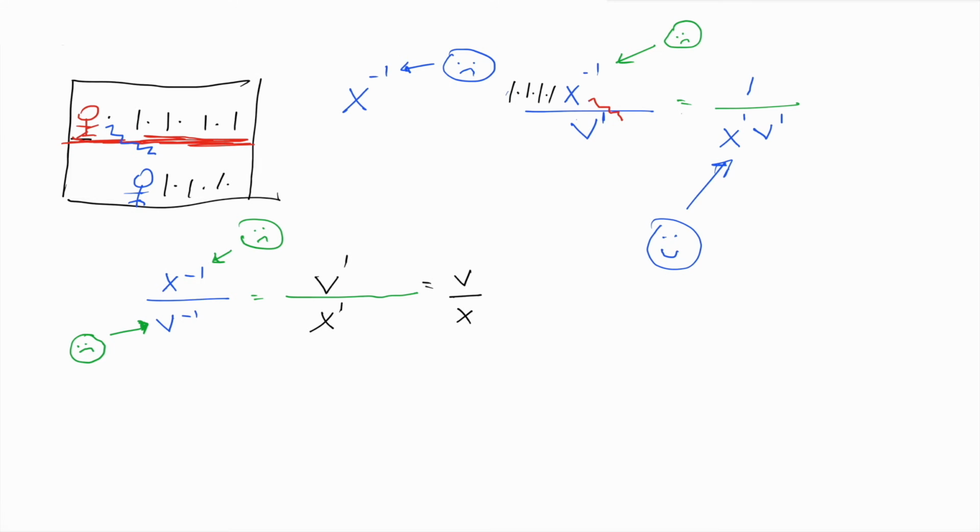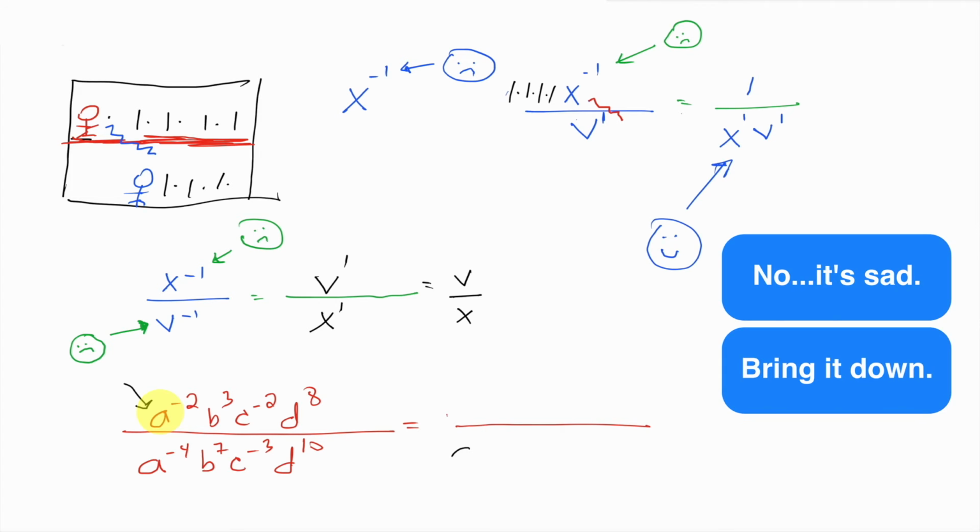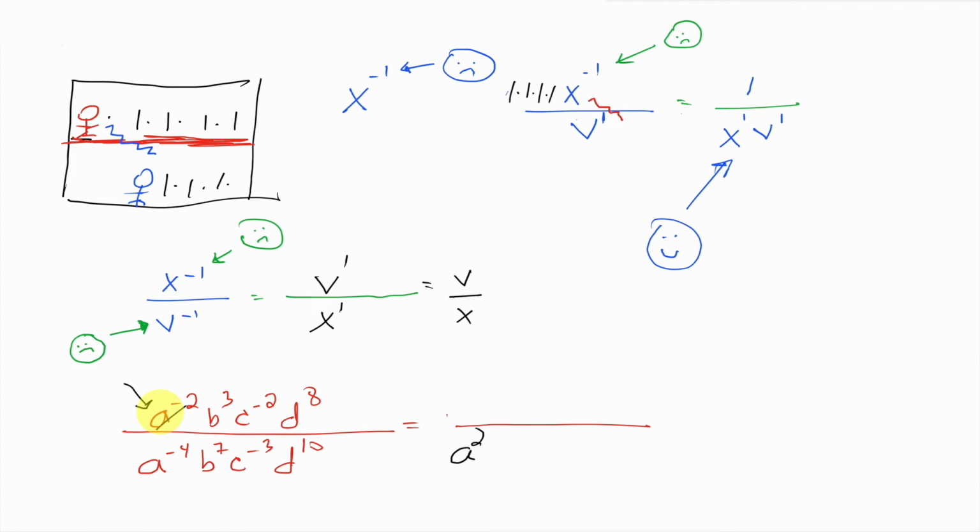Okay, so if you think of it in terms of happy and sad, you can do crazy complicated problems. You can do a to the negative 2, b to the 3, c to the negative 2, d to the 8 over a to the negative 4, b to the 7, c to the negative 3, d to the 10th. All right, so go like that. Is the top a happy? No, so what do we do? To the power of what? Just 2, and took care of that guy.